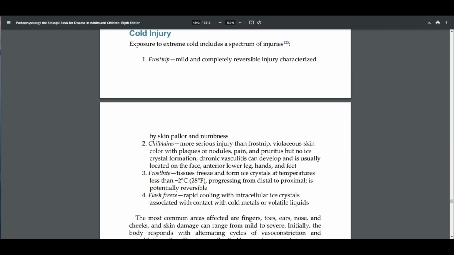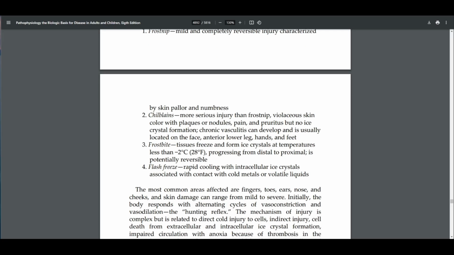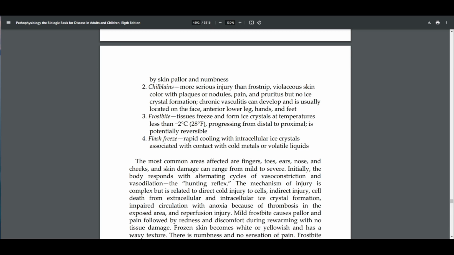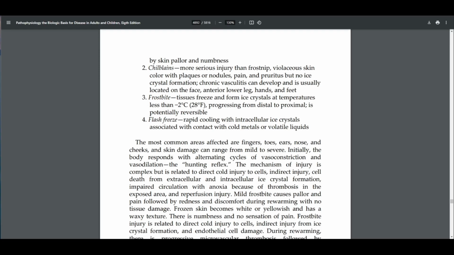That leads us now to cold injuries. Exposure to extreme cold includes a spectrum of injuries. Frostnip, a mild and completely reversible injury characterized by skin pallor and numbness. Chilblains, a more serious injury than frostnip, with violaceous skin color, plaques or nodules, pain and pruritus, but no ice crystal formation. Chronic vasculitis can develop and is usually located on the face, anterior lower leg, hands, and feet.